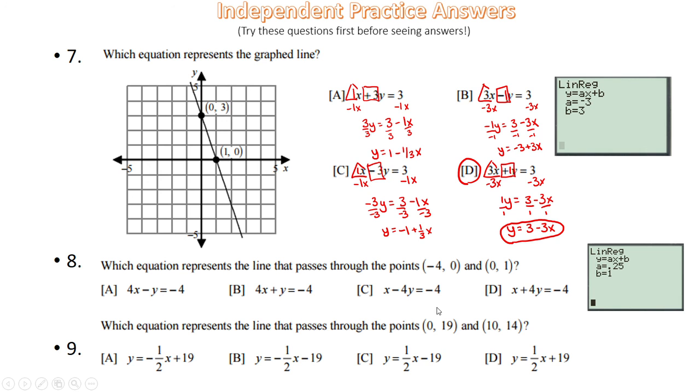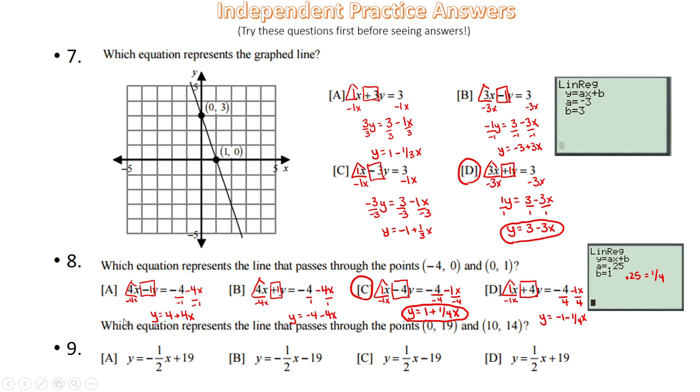Okay, on 8, I want to get my equation, which is 0.25 plus 1. None of my answer choices have that. But if I work them all out, then on C, I'm going to subtract 1x on both sides, divide by negative 4, and now I have the same thing as what I got in my stat key.